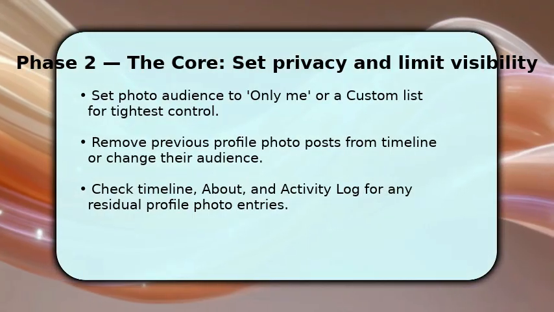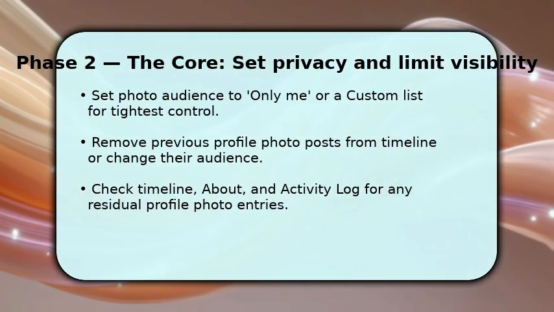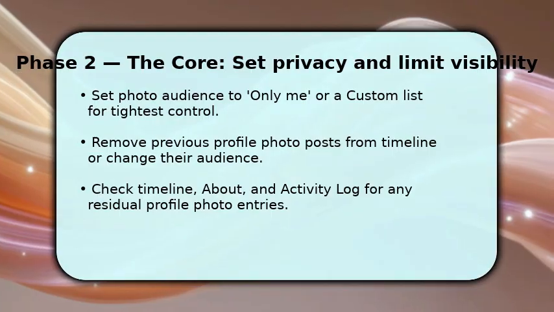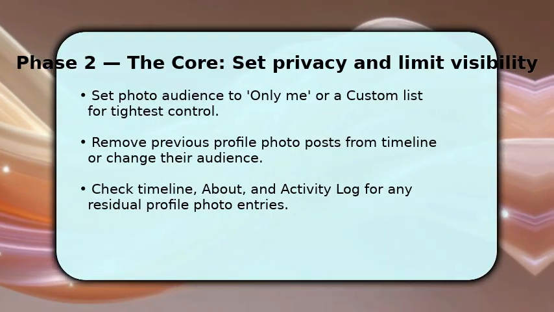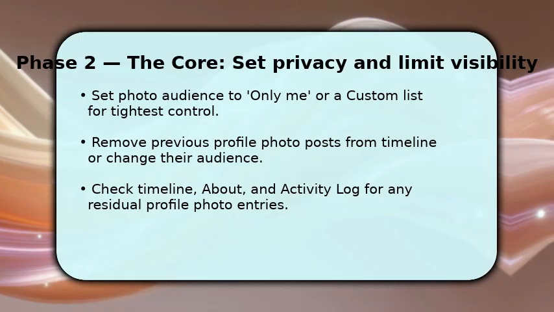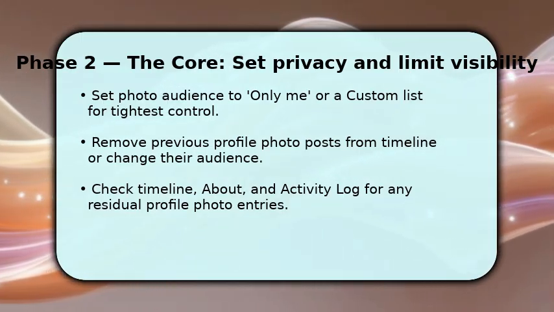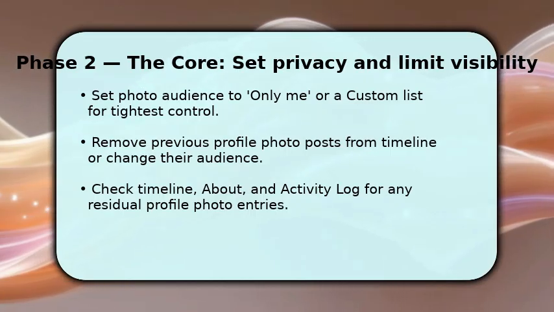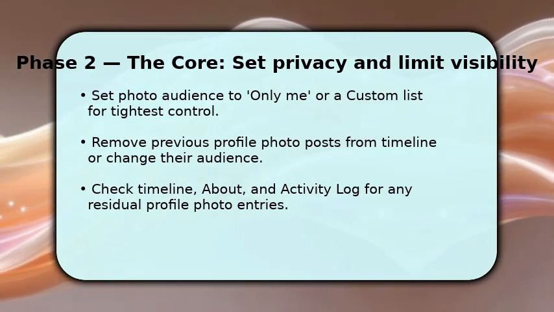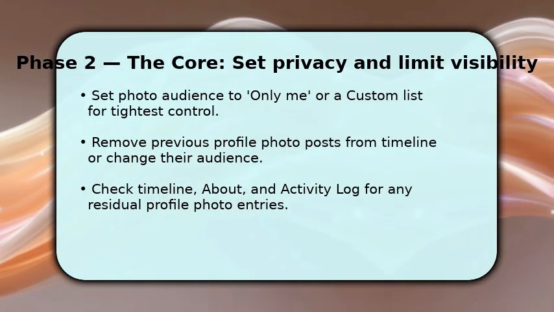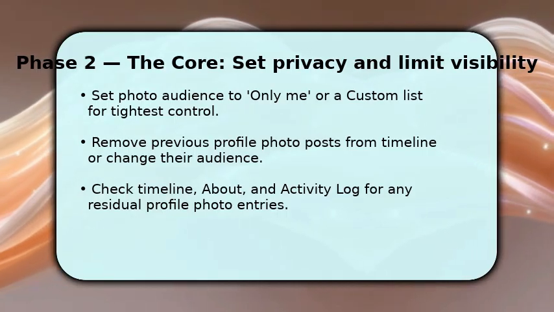Now you change the audience. Click the Audience drop-down and pick Only Me for complete privacy or Custom to include specific people. This prevents friends of friends from seeing it. Once done, go to your timeline and open past profile photo posts. Change each post's audience to Only Me or delete the post altogether. Those posts can still reveal earlier images.